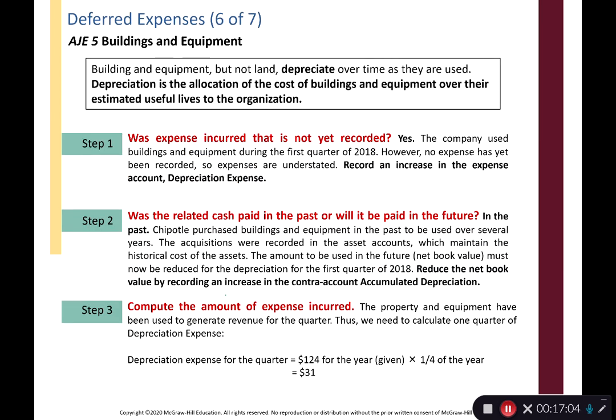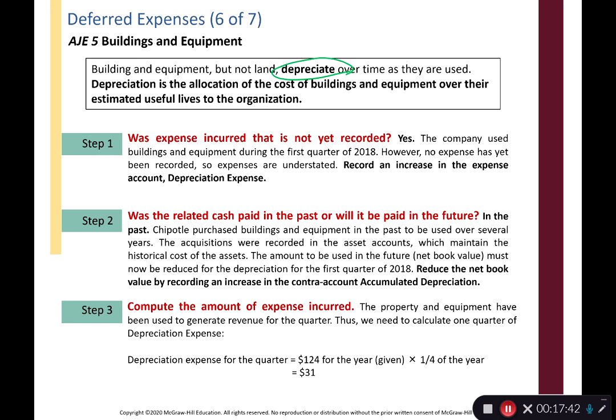Another example of a deferred expense would be long-term assets. Remember, we purchase long-term assets and then we use them up over time, and that using up over time is referred to as depreciation. It's the systematic allocation of the cost of the long-term asset over its useful life. So was an expense incurred? Yes, we've used up part of the buildings and equipment for the quarter, and we haven't recorded an expense. Was the related cash paid in the past, or will it be paid in the future? It was paid in the past when we bought the buildings and equipment.